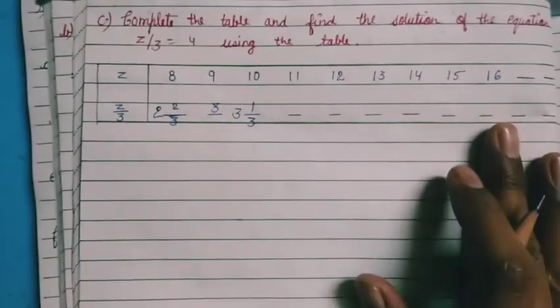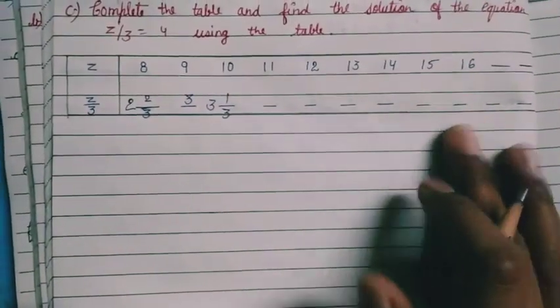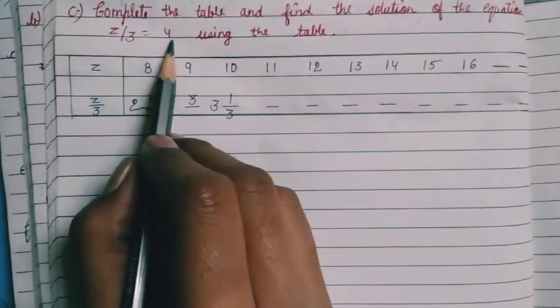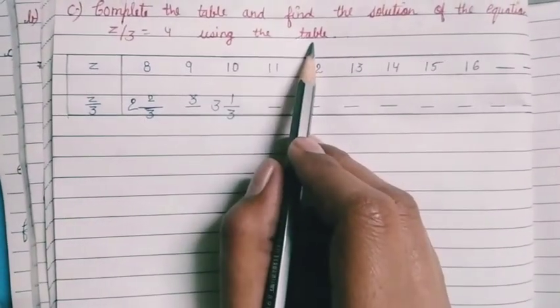C part is complete the table and find the solution of the equation z by 3 is equal to 4 using the table.